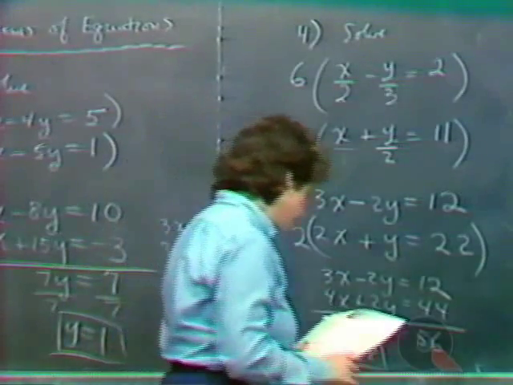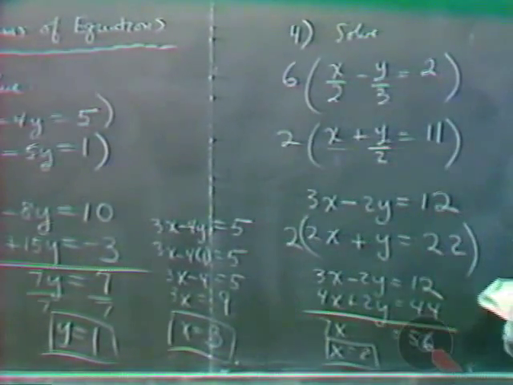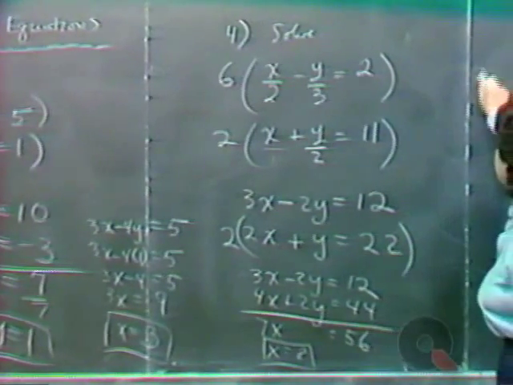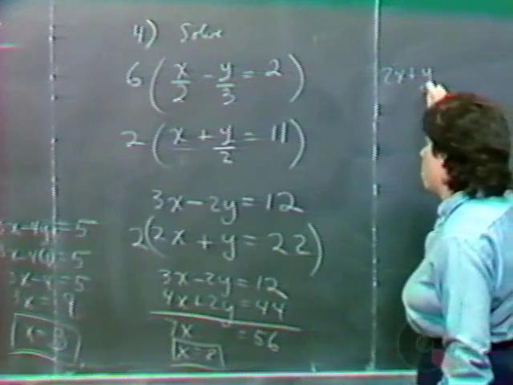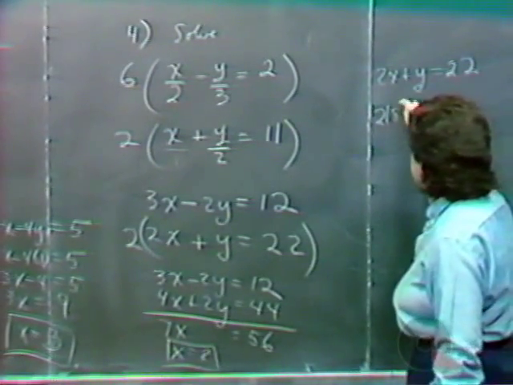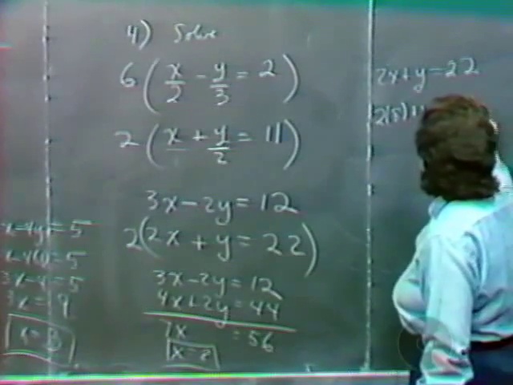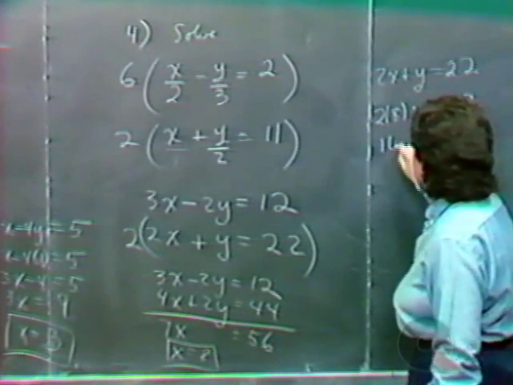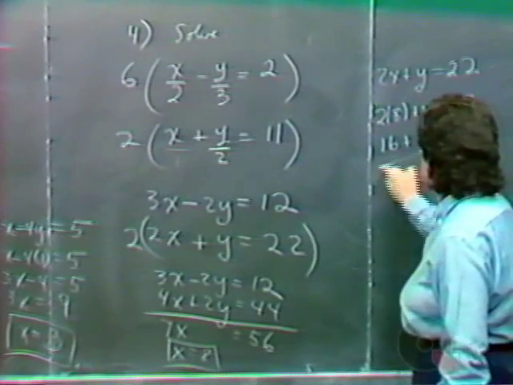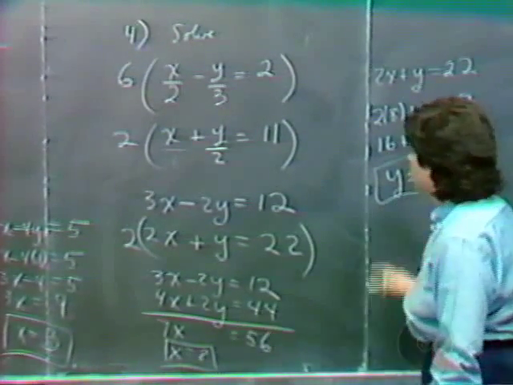Once I know that x is equal to 8, I can substitute into either equation. Let's say I substitute into 2x plus y equals 22. x is 8. So I get 16 plus y is 22, and y is 6. x is 8 and y is 6.